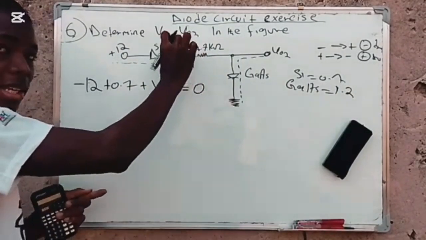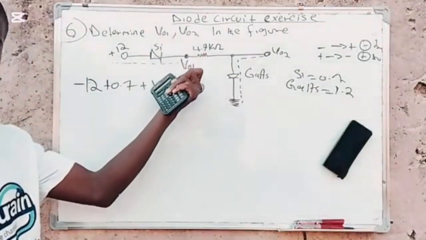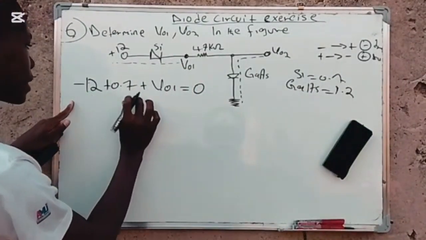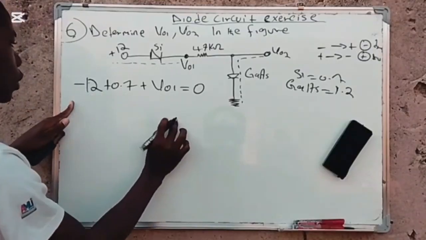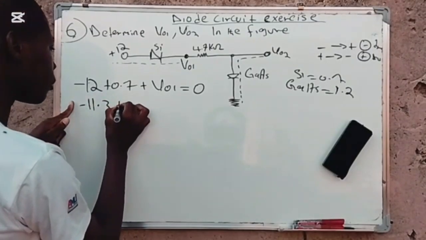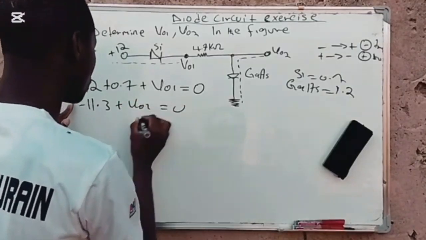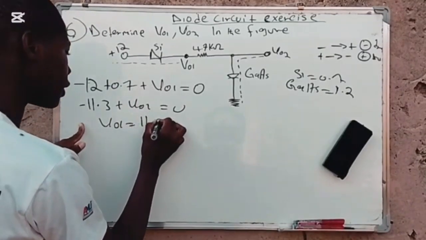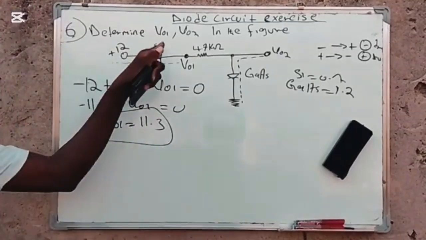So I'm stopping here because I'm looking for VO1. So this should now be equal to, if I say this and this, minus this plus this, I'll get 11 minus 11.3 plus VO1 equals 0. I'll keep this VO1 aside. This should now be 11.3. So therefore, I find VO1.